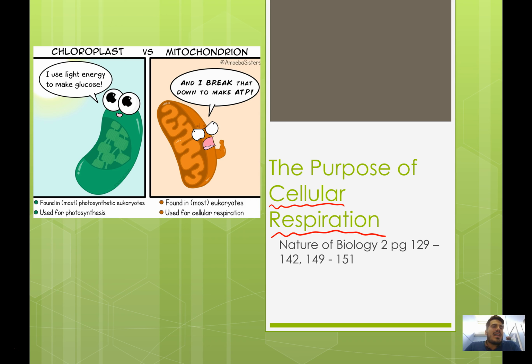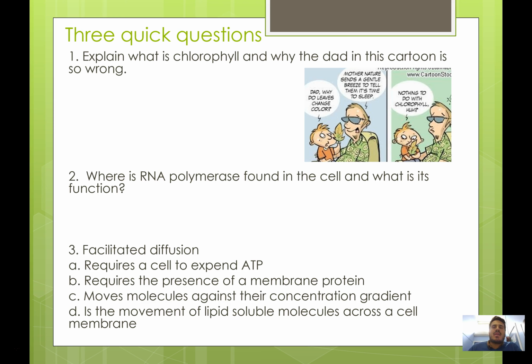Chloroplasts, they're going to use light energy to make glucose. Nice, lovely organelle. Mitochondria, on the other hand, the tough guys, they're going to break down the glucose and make ATP. Okay, so the process we're going to talk about today is cellular respiration. Pause the video here and have a go at the 3 quick questions.